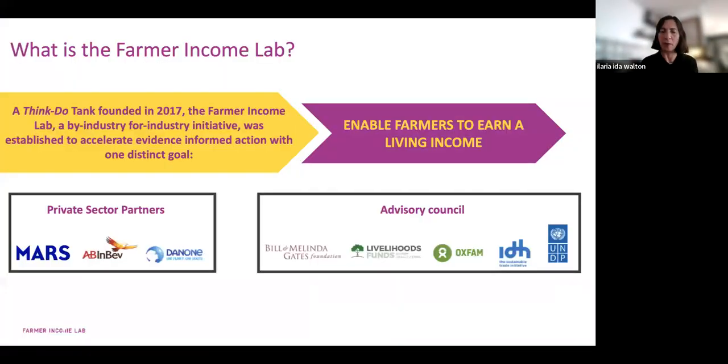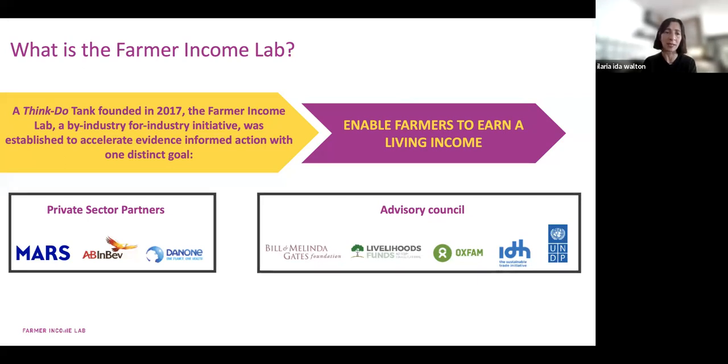Well, first of all, a few words really about the Farmer Income Lab. The Farmer Income Lab was founded by Mars in 2017. And it was founded really as what we call a think do tank. It's an industry, by industry for industry initiative, and it was established to accelerate evidence-informed action with the goal really to enable farmers to earn a living income. It's got 3 private sector members, Mars, AB InBev, and Danone.